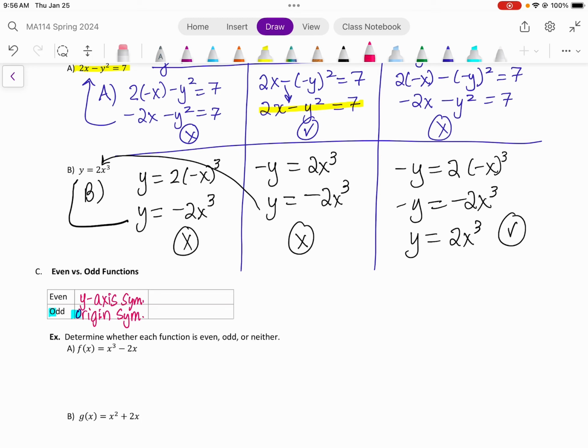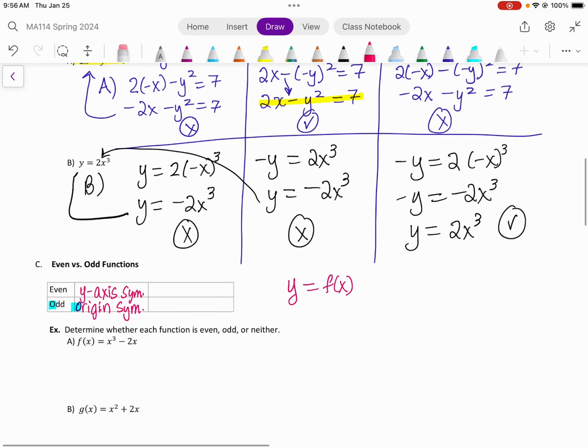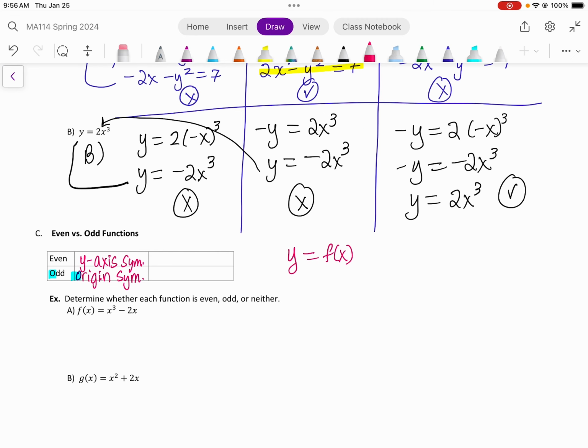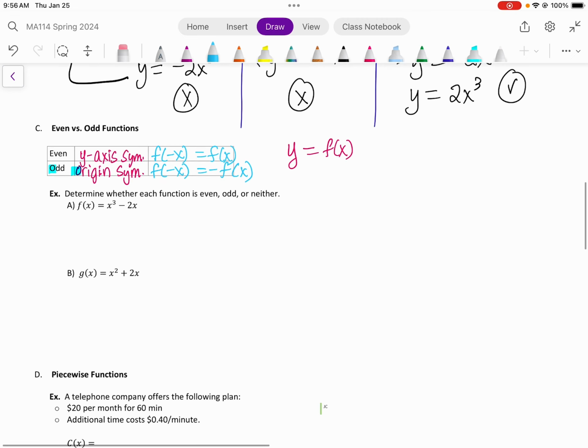In terms of functions, we know that functions are written with f of x instead. So the rule or the test becomes, is f of negative x the same as f of x? In other words, when I put in negative x, do I get the same y value back as putting in x? And then for origin, you'll be looking for the opposite of the function. So let me model that for you here.